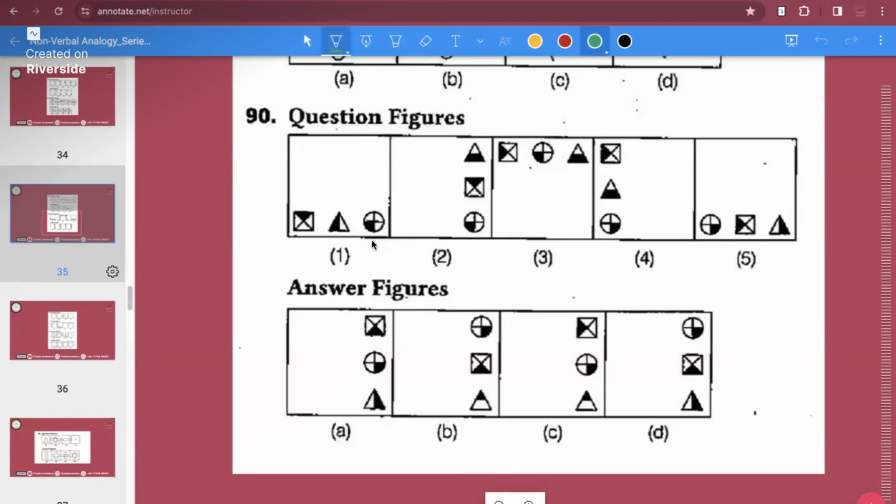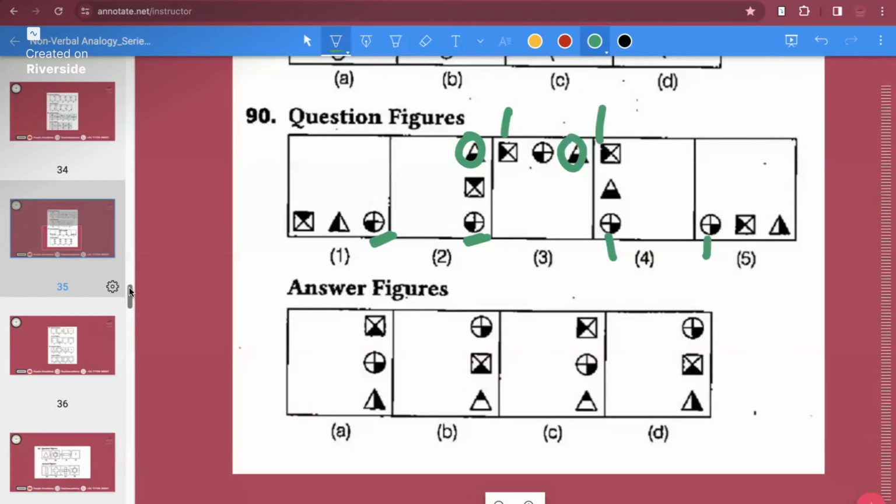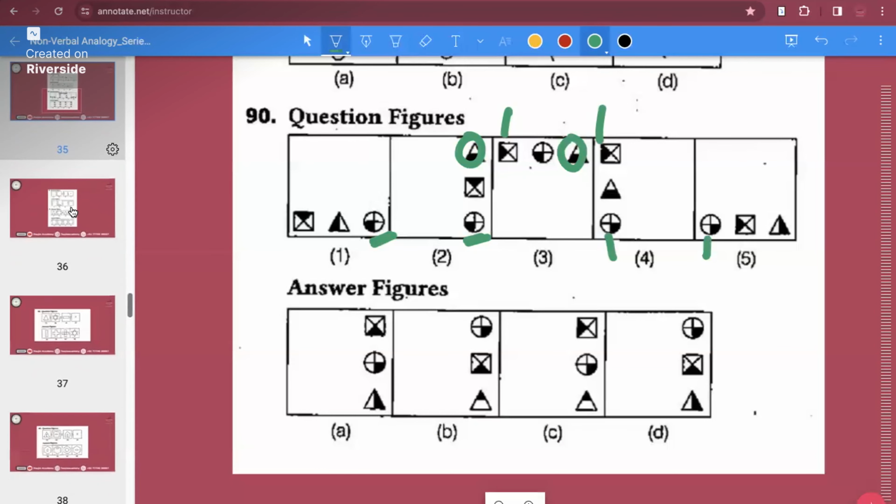I was not able to think that way, to keep this stationary, and then to keep the triangle stationary like this, and then to keep these two stationary, and then to keep these two stationary and interchange it. Thank you so much, Bari. That's a very great observation. You'll do well.